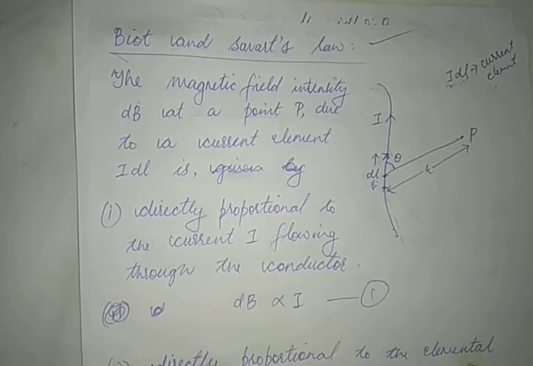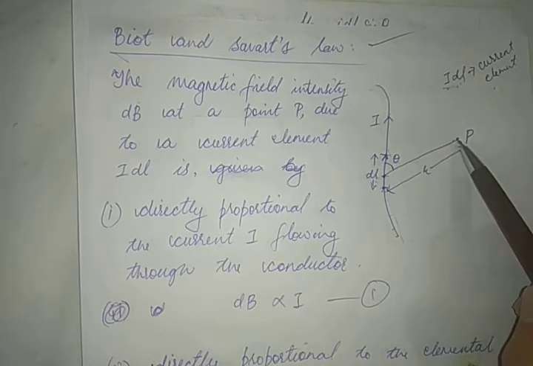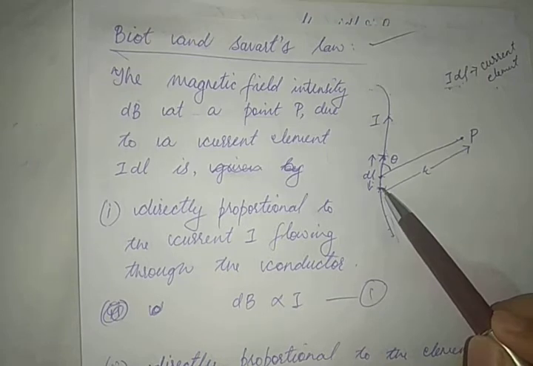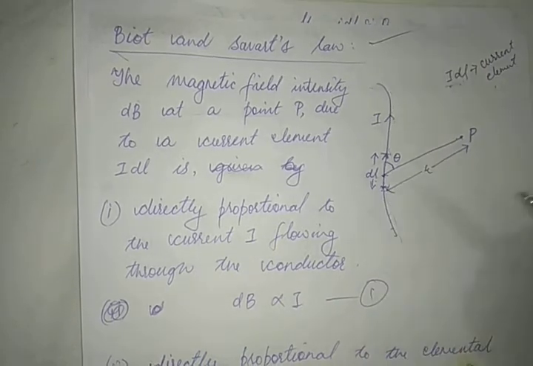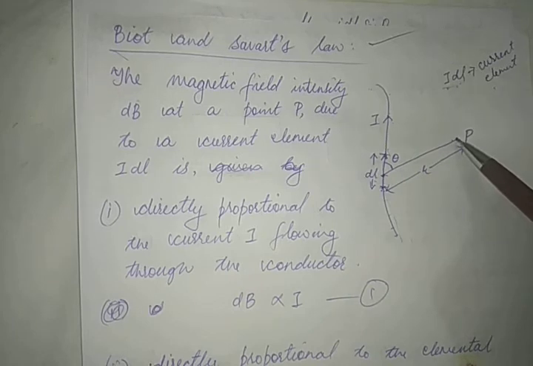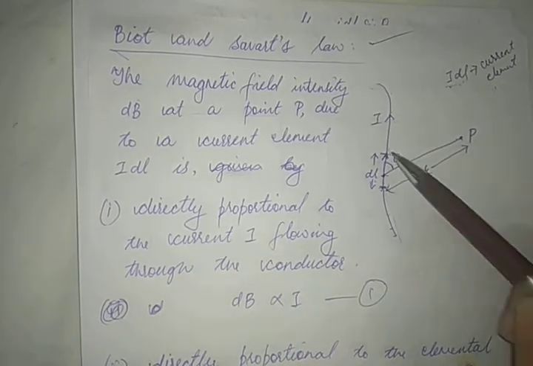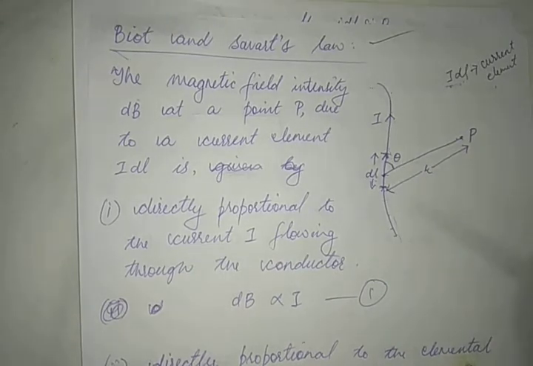So what does Biot and Savart's law give you? It gives you the expression for the magnetic field intensity at a certain point due to a current element, remember. It gives us the expression for the magnetic field intensity at a certain point due to a current carrying elemental length dl. It's something like Gauss's theorem in electrostatics.